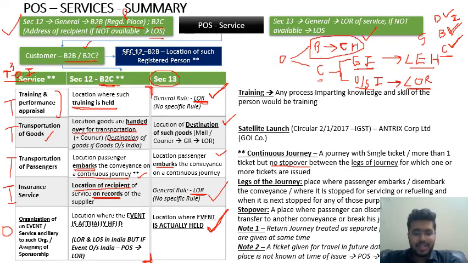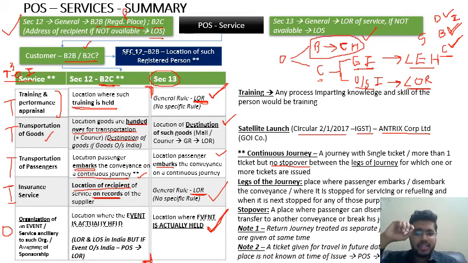Now there is another interesting example we can see. There is a circular which came, circular 2 bar 2017 IGST, about Antrix Corp Limited, which is a government of India company. So this is where satellites are being launched into the space. Now the question came, what is the place of supply, right? Because it's going to the space, is it outside India or inside India? These confusions came, or section 12, section 13, what to apply.